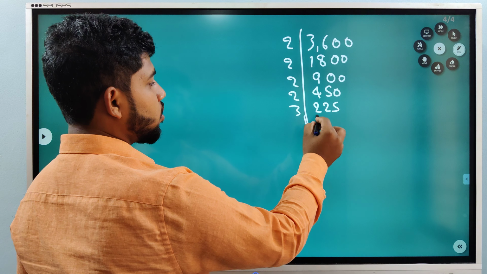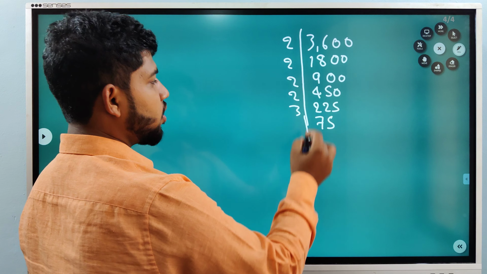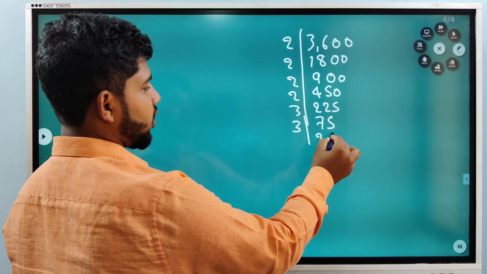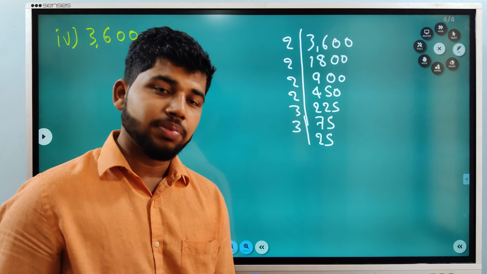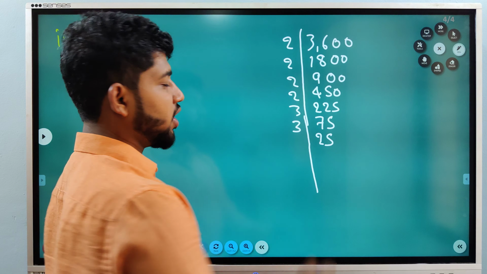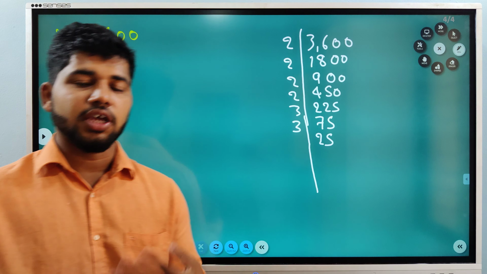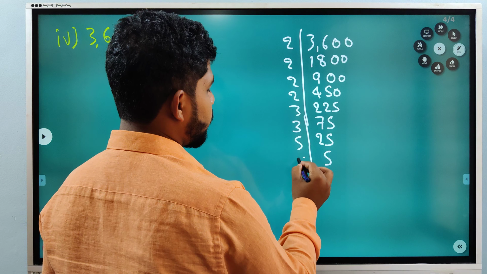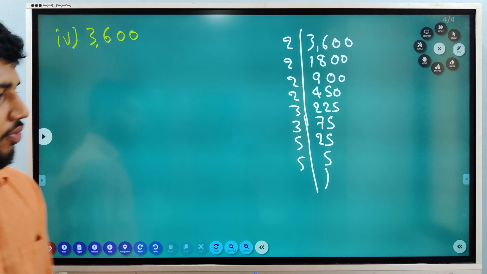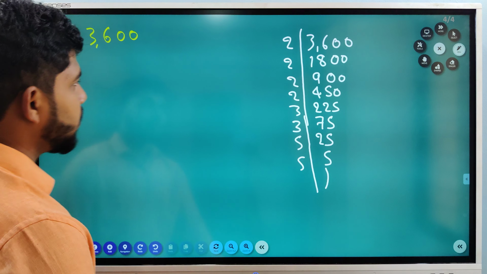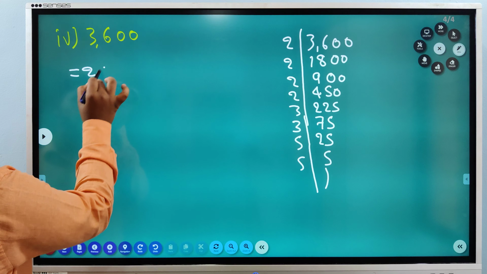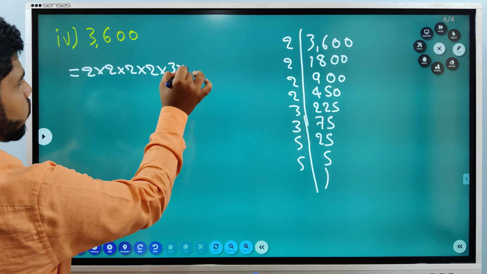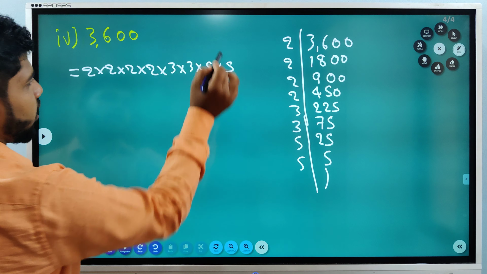3 7 ja 21, 3 5 ja 15. Again taking 3, 3 2 ja 6 and 3 5 ja 15. Again the number 25 cannot be divided by 3. Then we take the prime factor 5. Now 5 5 ja 25, 5 1 ja 5. Now we are writing the numbers here: 2 into 2 into 2 into 2 into 3 into 3 into 5 into 5.